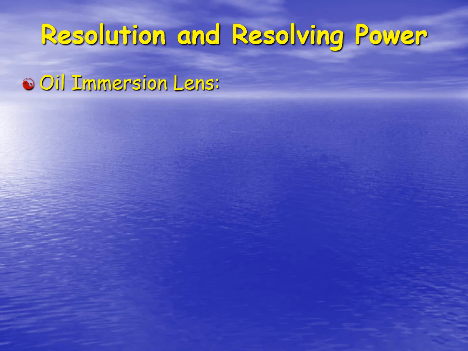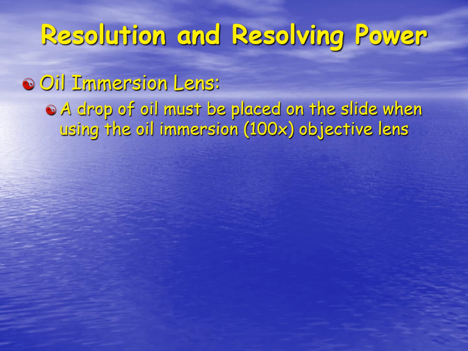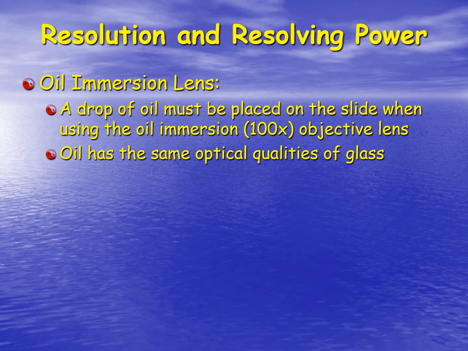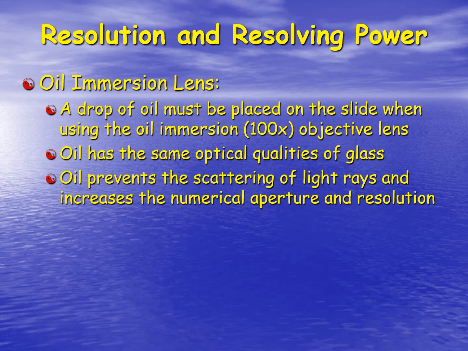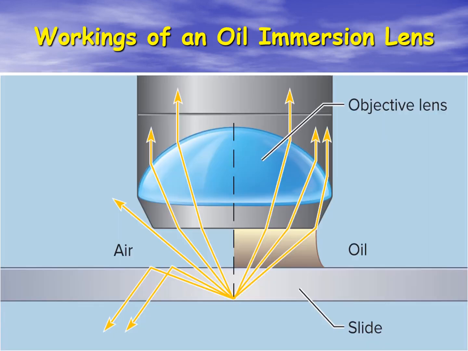Now, let me talk about the oil immersion lens. A drop of oil must be placed on the slide when using the oil immersion or 100x objective lens, and I'll explain why here in just a second. The oil that we use is not just any old oil. It has the same optical qualities as glass. The oil then prevents the scattering of light waves and increases the numerical aperture and resolution. The oil immersion can resolve objects that are about 0.2 microns apart.